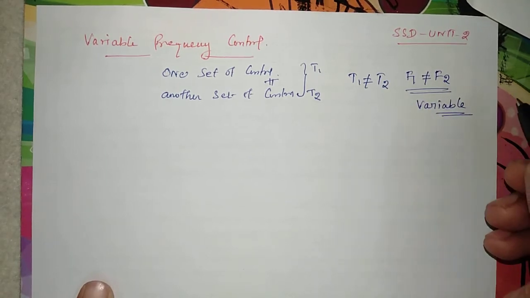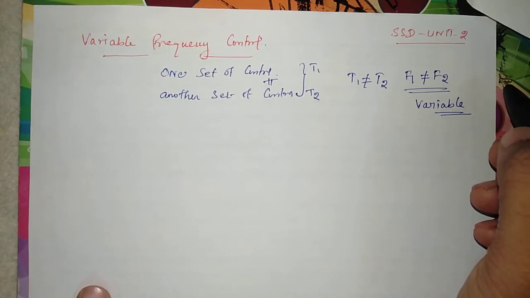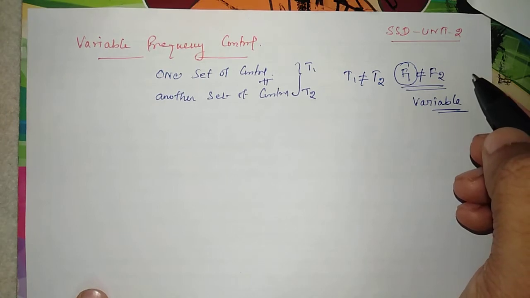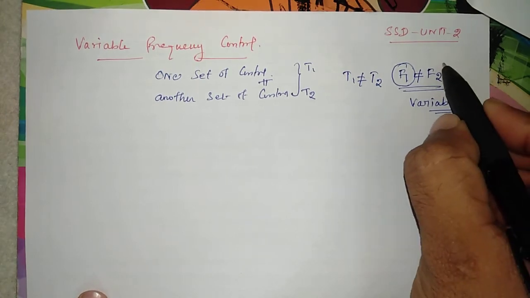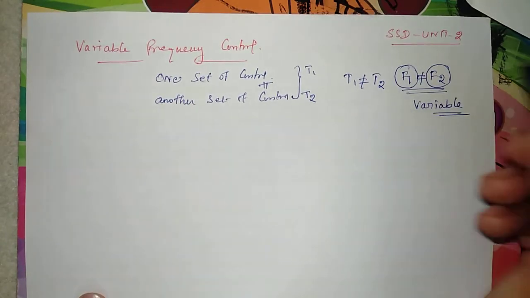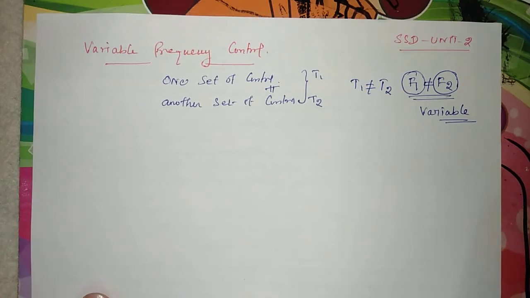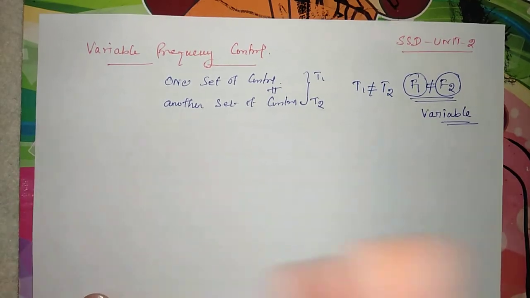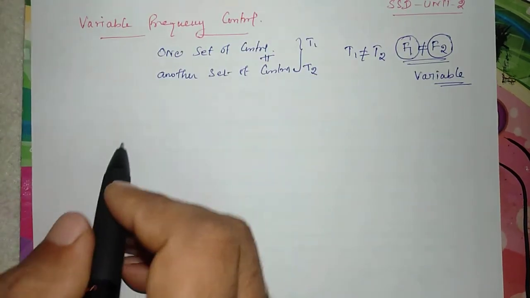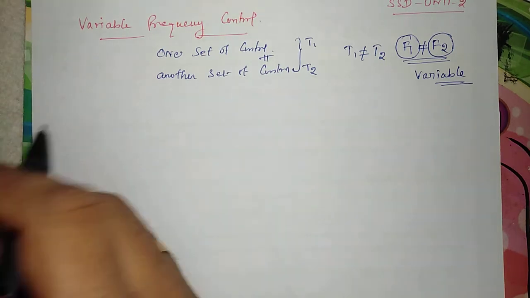We are having first one set of control, and in that control we are using one set of frequency, and in the second we are going for the next control. For that we are using a second set of frequency. If these two frequencies do not match, obviously we can say that is variable frequency control mode. How can we classify this variable frequency control mode? In the sense, we are going to change the frequency. We are changing the total time.